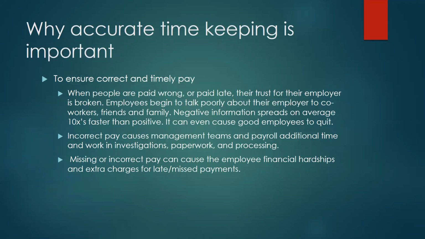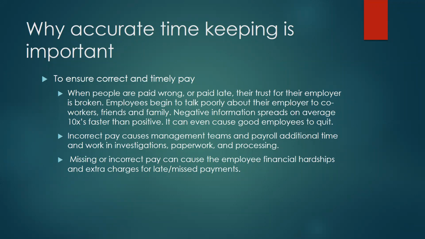So why is accurate timekeeping important? Well, it's to ensure correct and timely pay. When people are paid wrong or paid late, their trust for their employer is broken. So employees begin to talk poorly about the employer to their coworkers, to their friends, to their family. And we all know negative information, or when there's negative feelings, that spreads on average 10 times faster than positive. If you got your check on time and it was right, you're not going to go around bragging to everybody. It's what it's supposed to be. But if your check is wrong or it's late, then everybody knows.